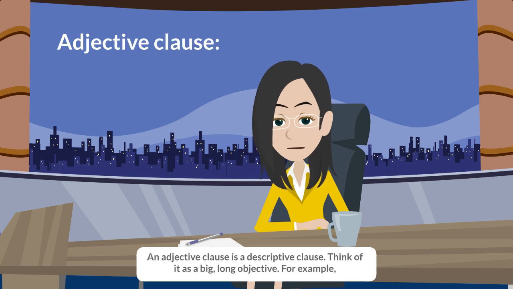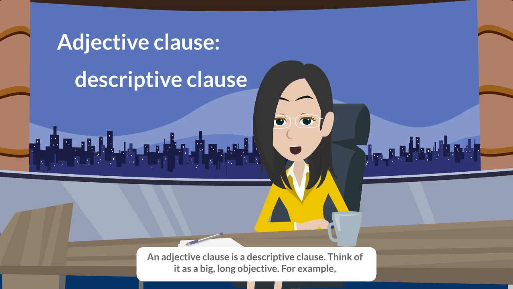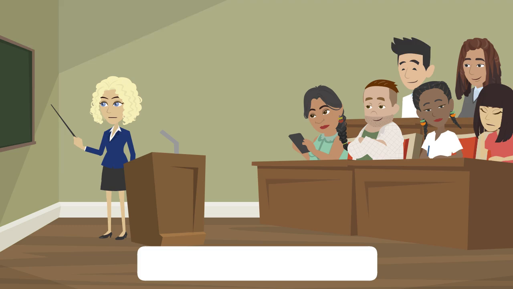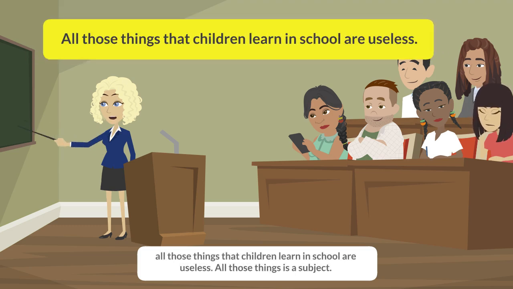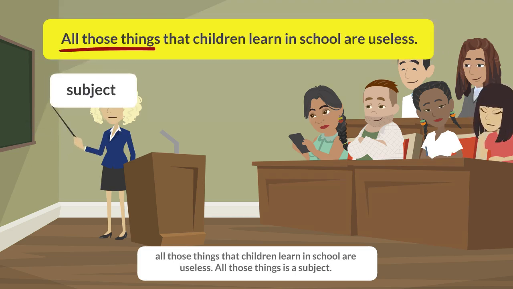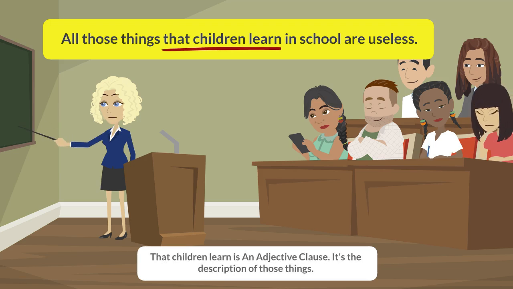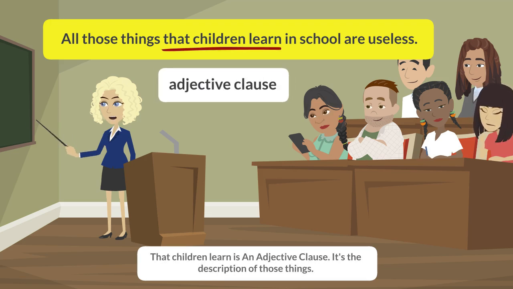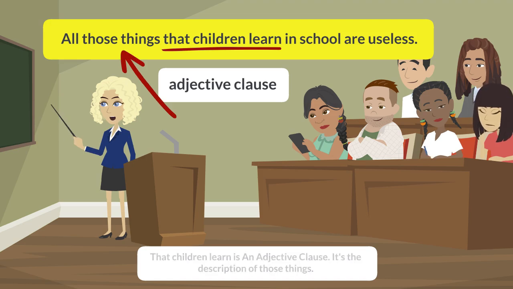An adjective clause is a descriptive clause. Think of it as a big, long adjective. For example, all those things that children learn in school are useless. All those things is a subject. That children learn is an adjective clause. It's the description of those things.